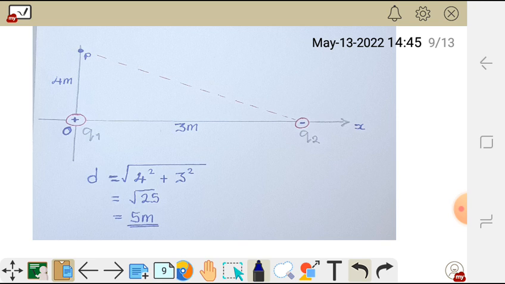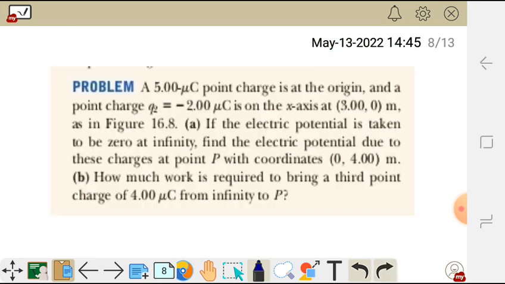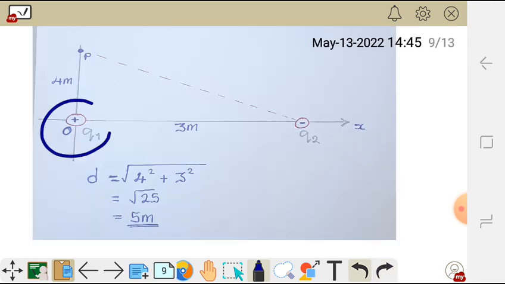So we're going to use those strategies. We first need to draw. We have a 5 microcoulomb point charge at the origin, so we indicate that at the origin.